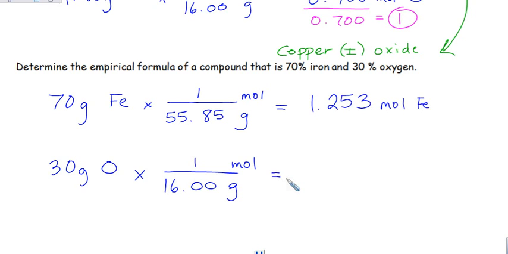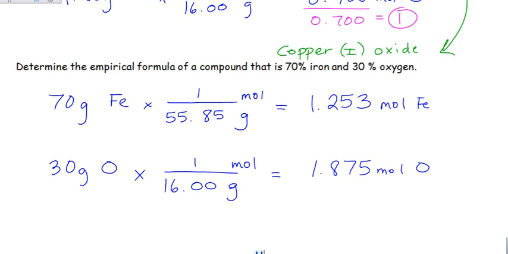And then let's see what we got for oxygen. 30 divided by 16, 1.875 moles of oxygen. These are not whole numbers and they're not close enough to round. Even that 1.87, not close enough. Maybe a 1.97, but not the 87. So we've got to try our first line of defense. Divide them both by the smallest.